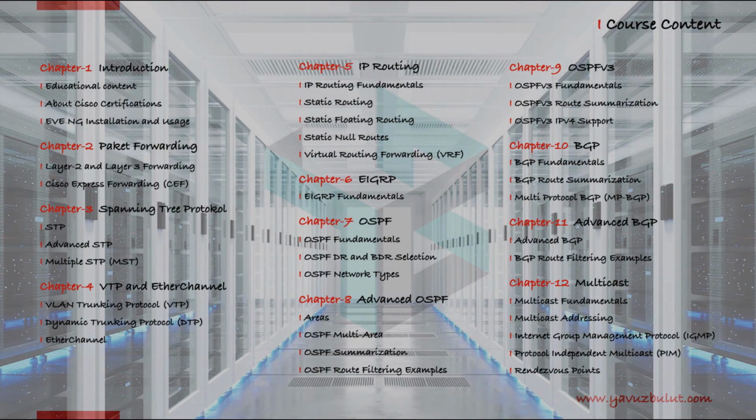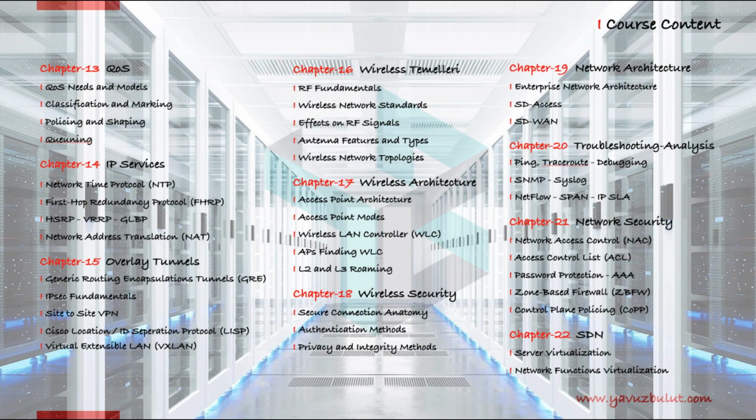protocol-independent multicast protocols. In our 13th chapter, I will talk about quality of service, why we need quality of service, and we will talk about the models of quality of service, classification and marking, policing and shaping and queuing. In chapter 14, we will cover topics such as Network Time Protocol, First Hop Redundancy Protocol, Network Address Translation.